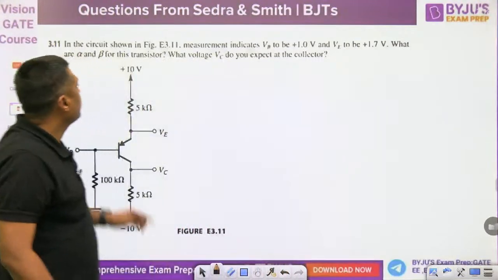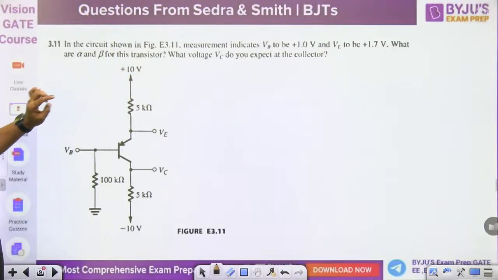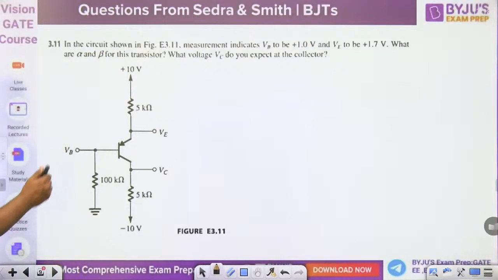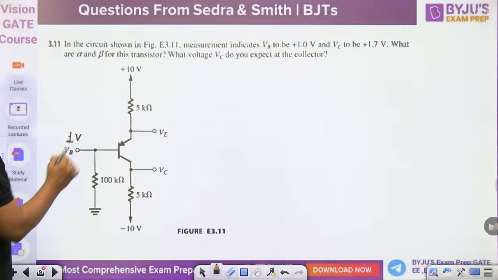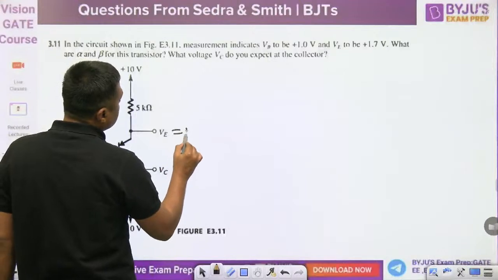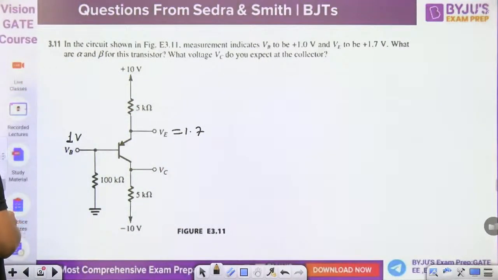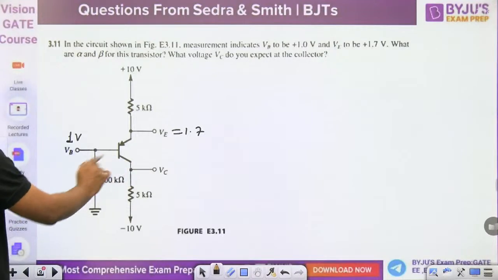Now, in the circuit shown in the figure, measurement indicates that VB is 1 volt. What is the VB here? 1 volt. And what is given? VE is 1.7 volt. What are the alpha and beta for this transistor? What voltage VC do you expect at the collector?